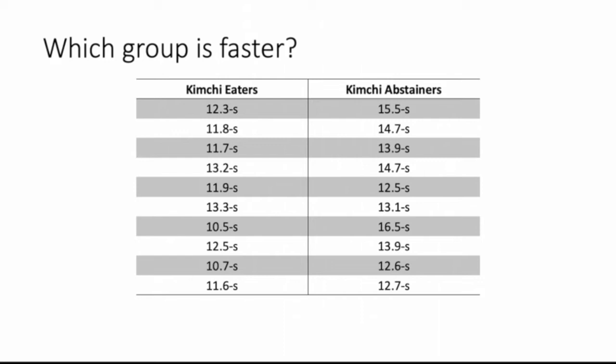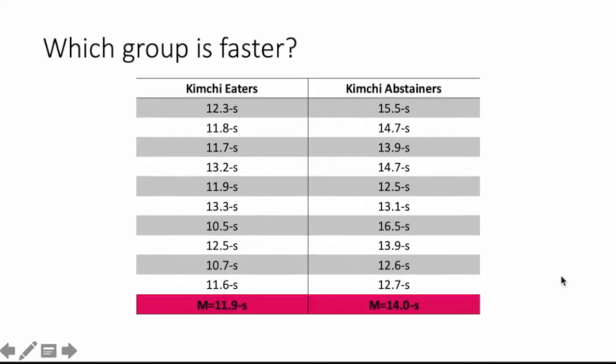So these are our different data points, and we can calculate the mean, which tells us that kimchi eaters are essentially faster than kimchi abstainers. Now, because this is a small sample, we might just quickly glance at the data and say, well, yeah, we could have guessed that kimchi eaters are faster than kimchi abstainers.